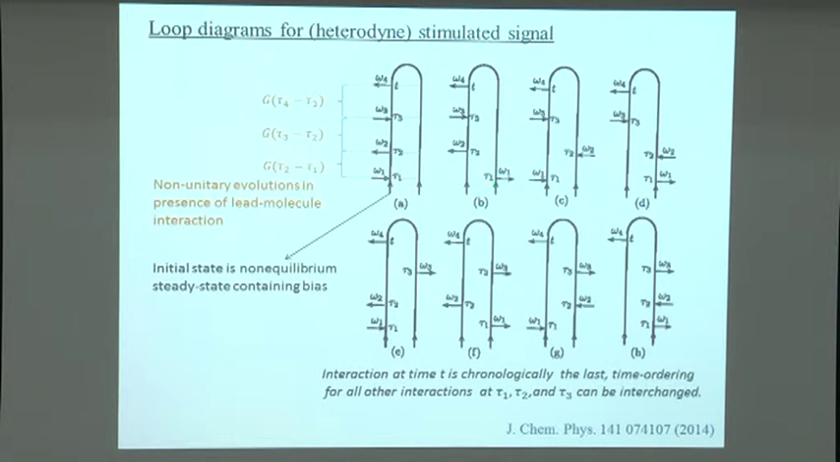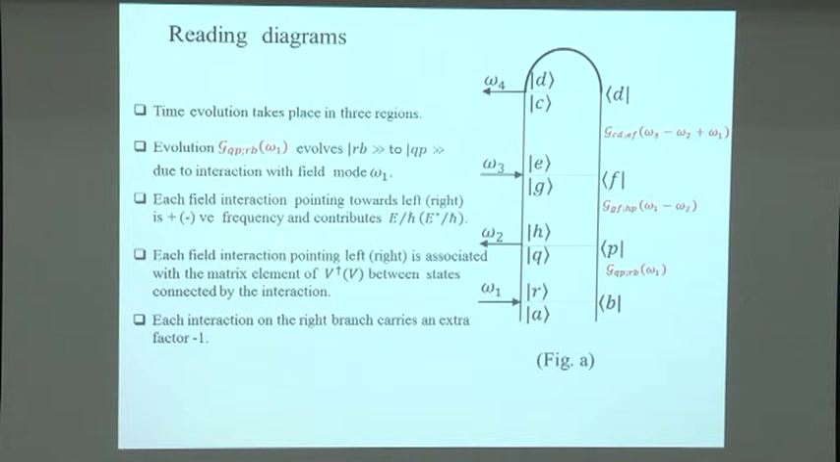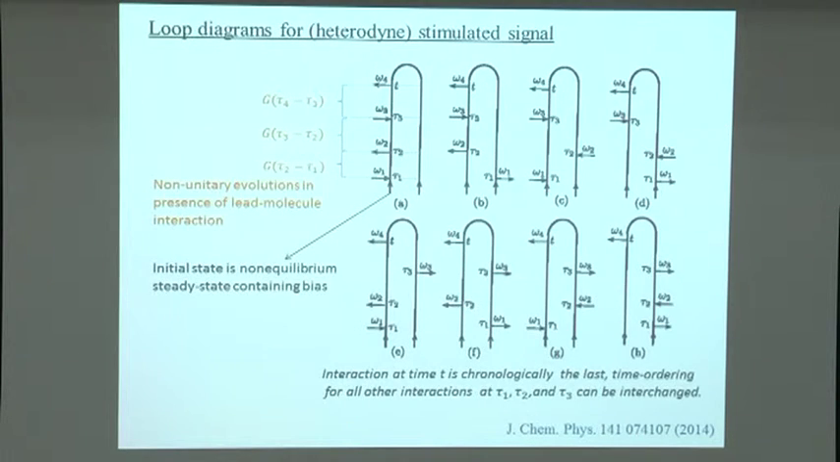So what you have to consider in this loop diagram is all sorts of interactions possible with your molecule. It's like the Feynman diagram. Your field comes and interacts with the molecule, it excites it, the next field can de-excite it, stimulate it to the ground state, and then excite again and de-excite again.